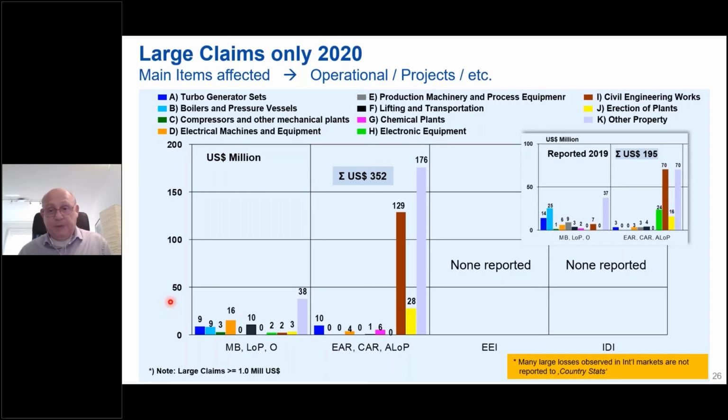Sorry. Yeah, compared to last year it was a much better year in terms of large losses. 195 reported only. On the construction side, this is now 350 reported this year. So again, there's a tendency which is worth to be monitored into the future.